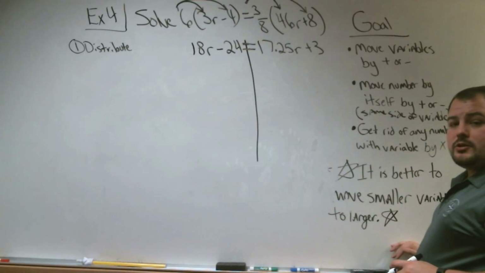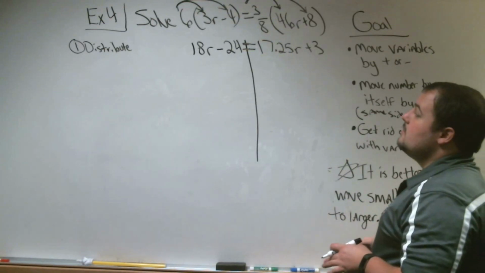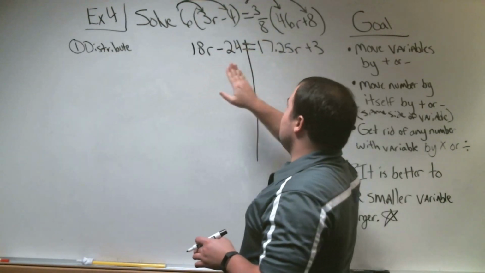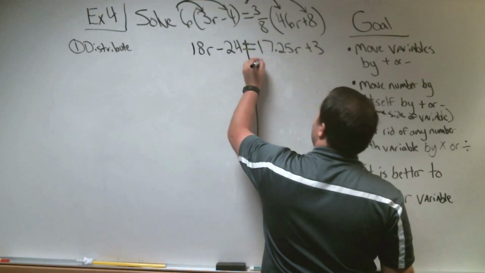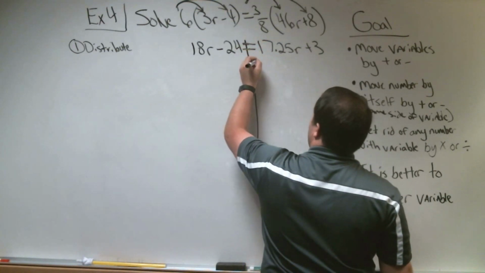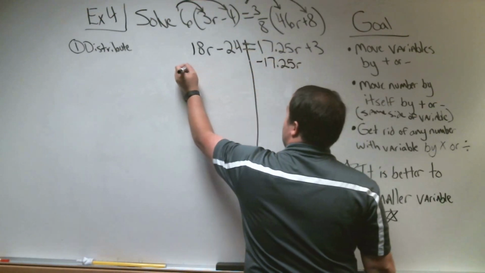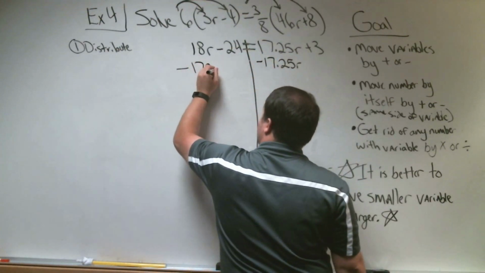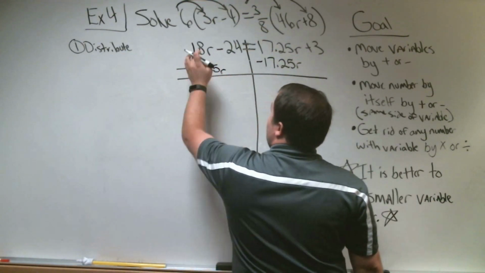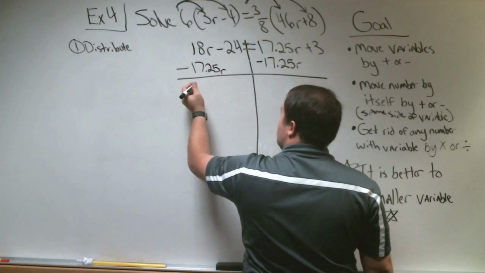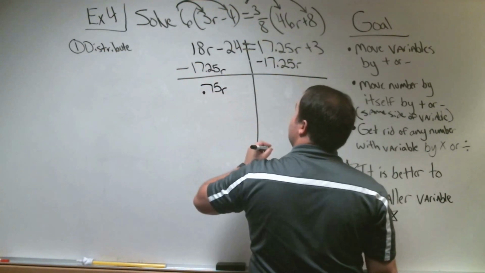And again, it's important to move the one that is the smallest first. So I'm looking, this is 18, this is 17.25. I'm going to go ahead and get rid of that. So to get rid of it, I wouldn't add it, I would subtract it. And if I subtract it on one side, I subtract it on the other side. If I have $18 and I take away $17.25, I have 75 cents left.